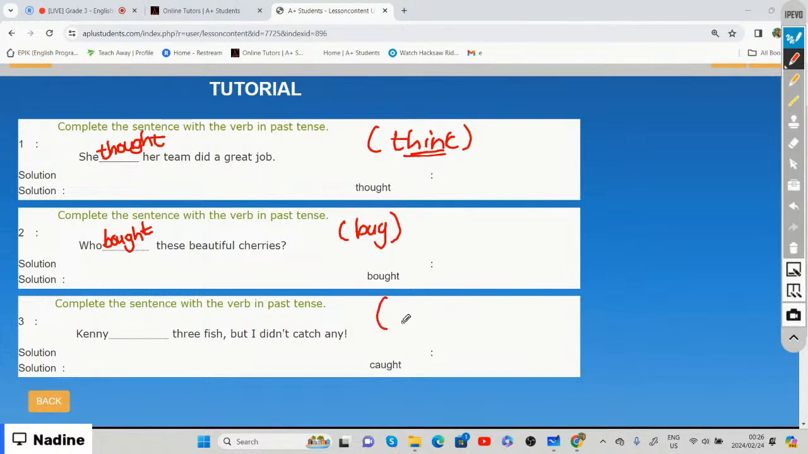So we need to find the present tense of this word. It is catch. Can he catch three fish? But I didn't catch any. And the past tense of catch is caught.